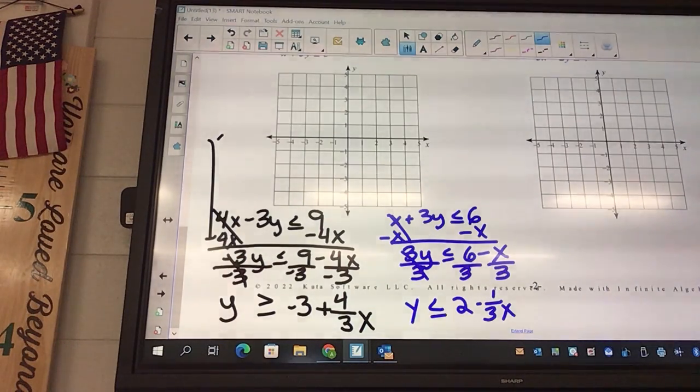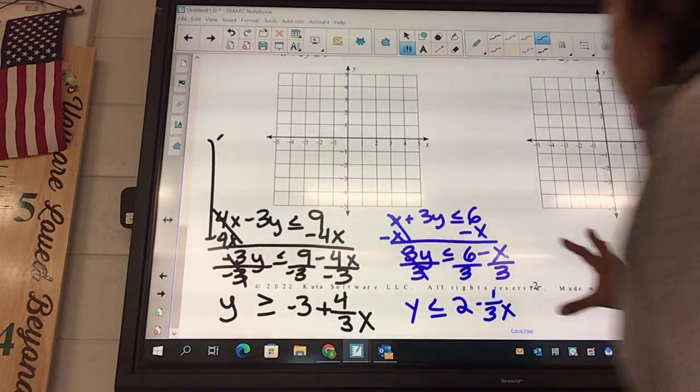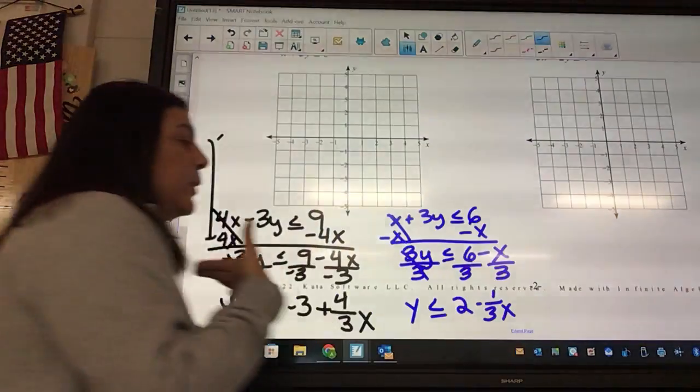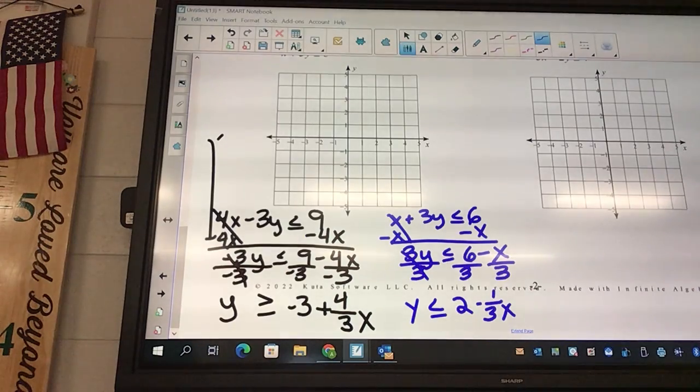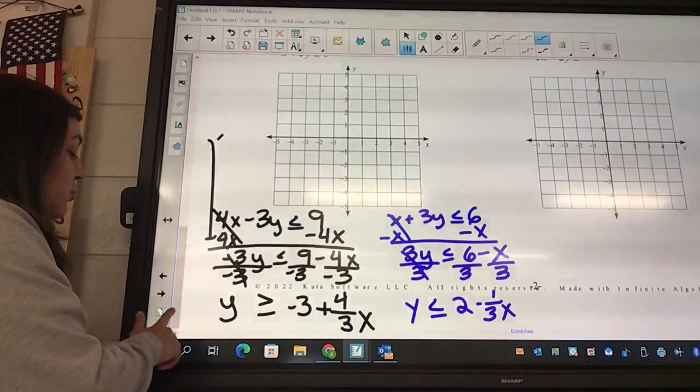I can tell you right now this problem is worth the most on your test, because you have to solve both of them, and then you're going to have solid or dotted lines. I have to be able to look and see: is your y-intercept in the right spot? Is your slope in the right spot? Is it solid or dotted? Did you shade above or below for both lines? Do you have your solution covered in?